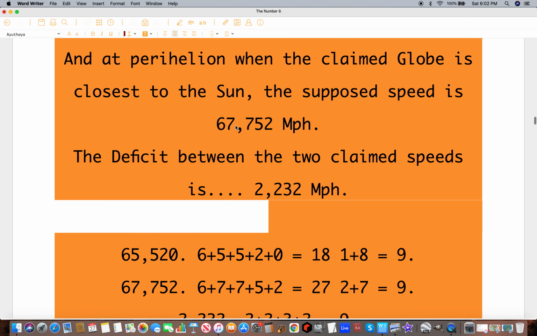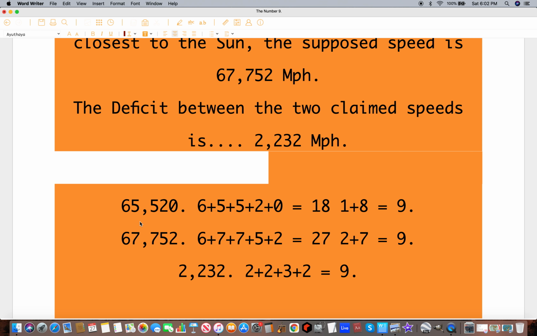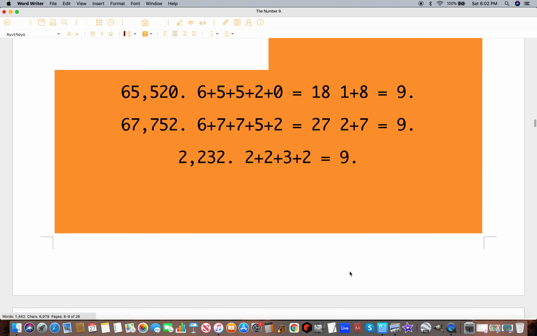So when we add them together, 65520 adds to 18. So that's 1 plus 8 equals 9. 67752 adds to 27. 2 plus 7 equals 9. 2232 equals 9. So they all add to 9. If you add those 3 9s together, you'll get 27. 2 plus 7 equals 9. It all comes back to 9 again.